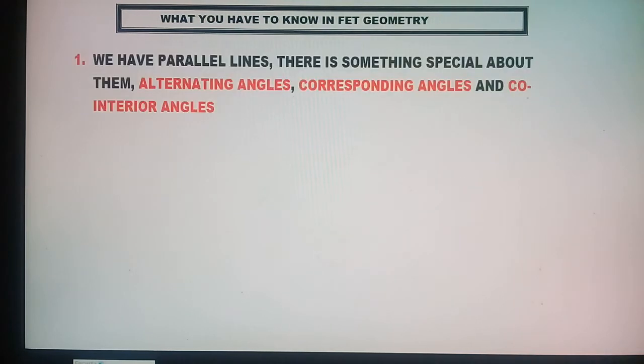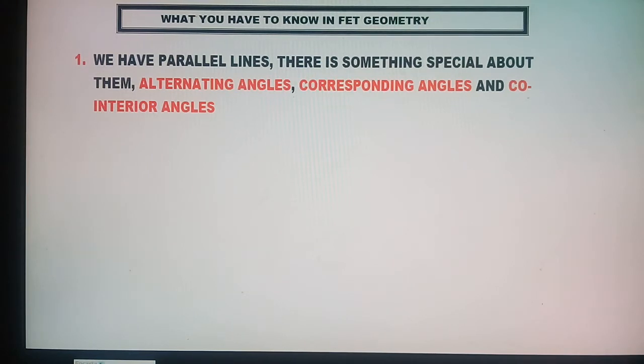Okay, what you have to know in FET Euclidean geometry. First we have parallel lines. We have to know the important facts on parallel lines, and there is something special about parallel lines. What is important about parallel lines? We have what we call alternating angles, corresponding angles, and co-interior angles. We have to know these facts on parallel lines, and as I move on with this lesson, I will give you those facts.